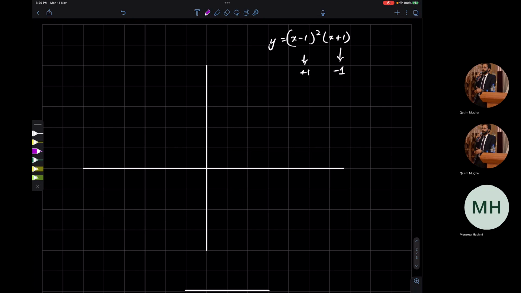So let's just mark the 2 points, minus 1 and plus 1. It is going to be tangent at plus 1. So the graph is going to be tangent here, and then it is going to cut through at minus 1. So the graph is rising like this, and it is tangent at this point. This is how it is going to be. Plus 1, minus 1. Got it?